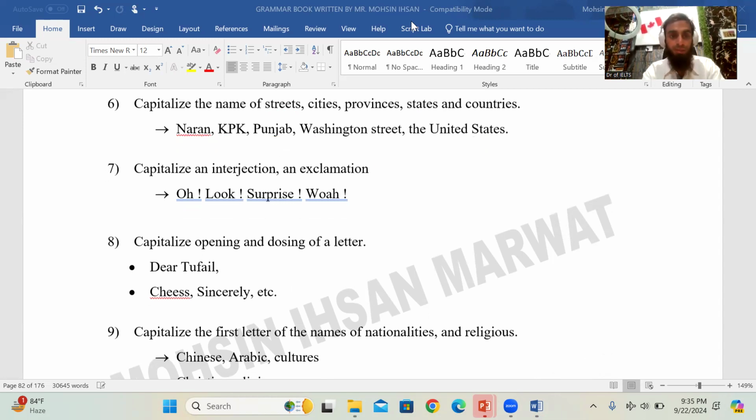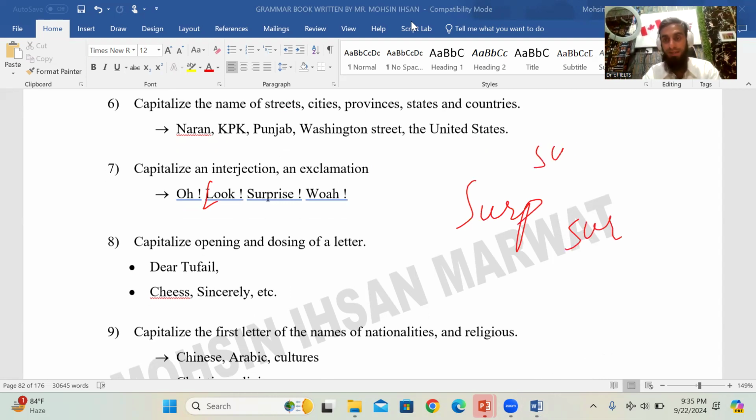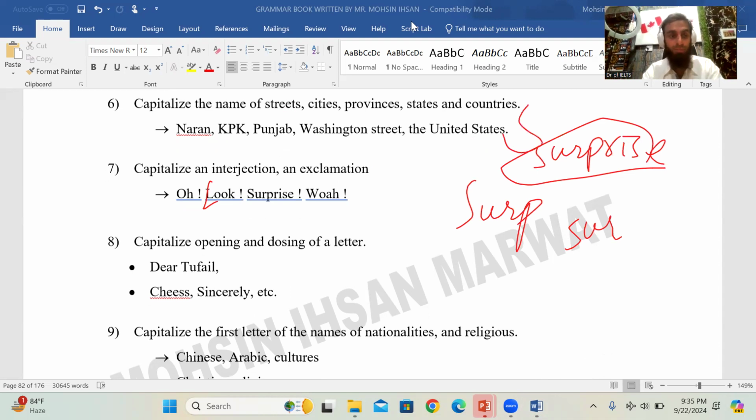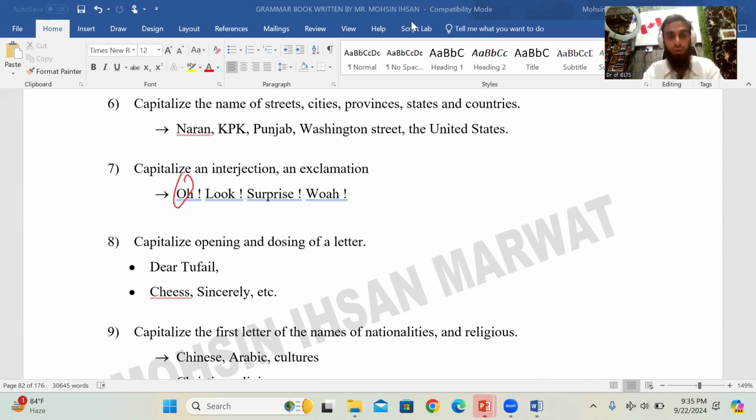You know that? Capitalize an interjection and exclamation. Look, here it means surprise, right? Not surprise with a small s, it is wrong, right? So you should write it with a capital S, Surprise. Oh, Wow, look, right? Whenever you show emotions, the words must start with a capital.